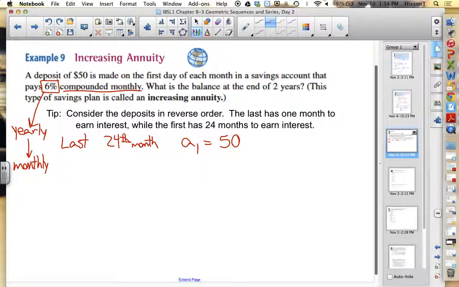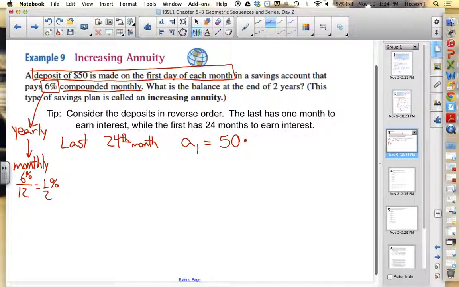But we need to look at the reason why we're getting a monthly rate: 6% divided by 12, we're making 0.5% interest every month. The reason why we have to do that is because our deposits are monthly. So we're looking at this month by month, and what we're going to do is create a geometric sequence with 24 terms. 24 months.